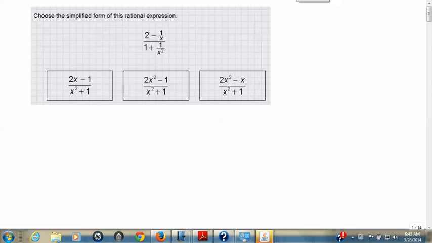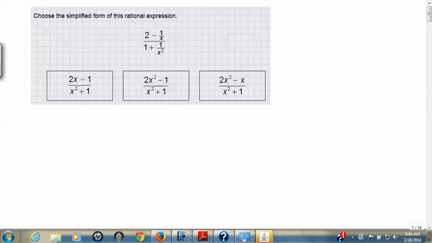Nevada Virtual Academy, here we are simplifying rational expressions for the proficiency exam, SAT, ACT. Choose the simplified form of this rational expression: 2 minus 1 over x, everything over 1 plus 1 over x squared. What could be done? How can you solve a similar problem on any one of your exams?